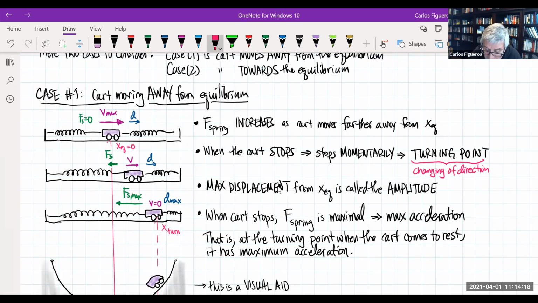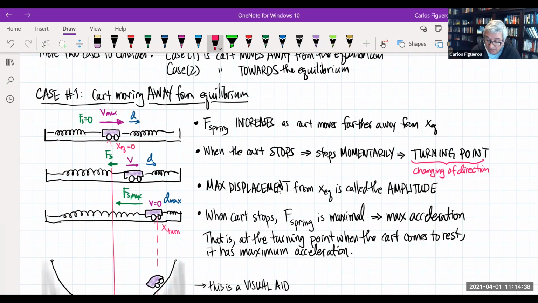Maximum displacement from the equilibrium is called the amplitude. So that's just a language thing. And when a car stops, the spring force is maximal, which then from Newton's second law tells us that it's maximal acceleration, and that occurs at the turning point.